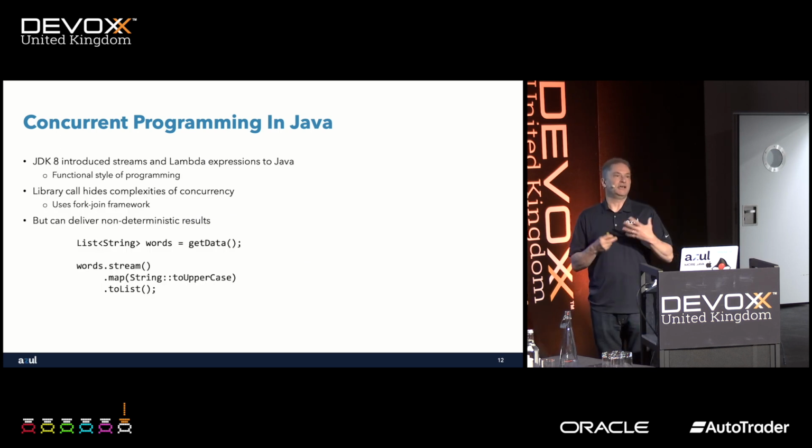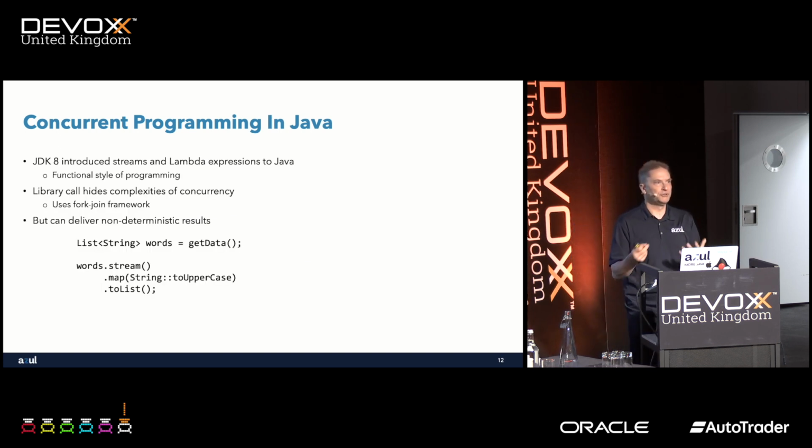JDK 8 introduced another approach to how we could do things in parallel and things concurrently. Lambdas and streams. Suddenly, Java has a more functional style of programming.